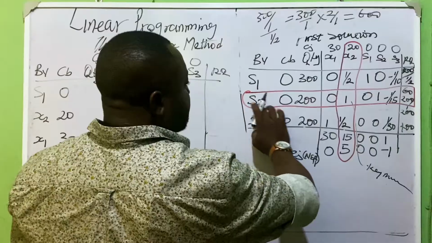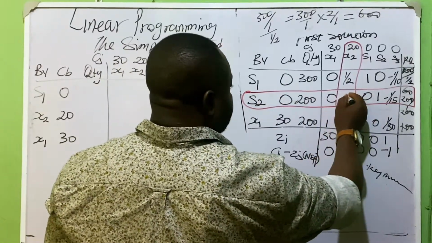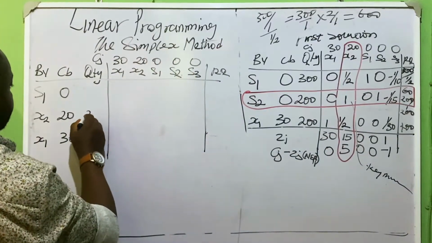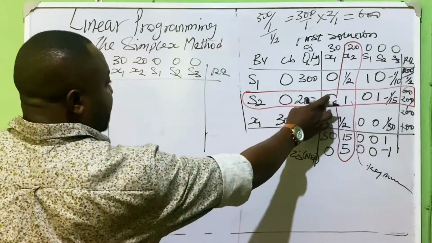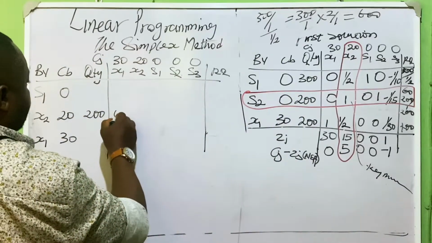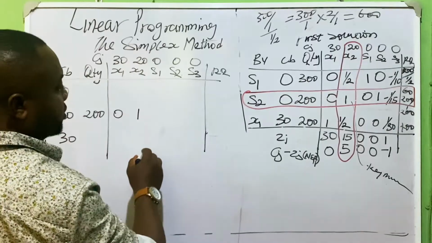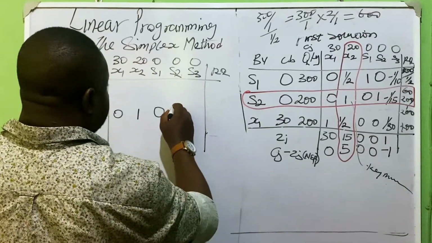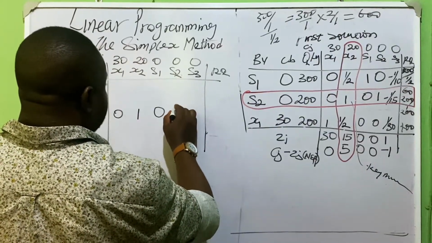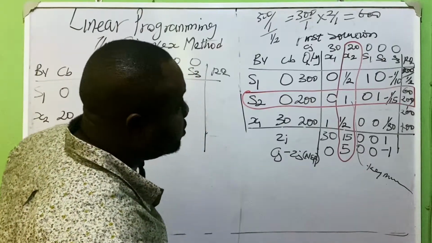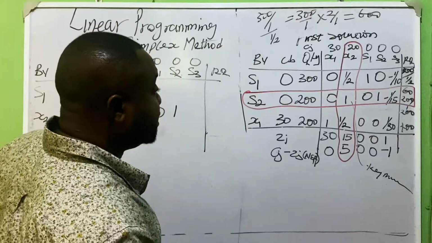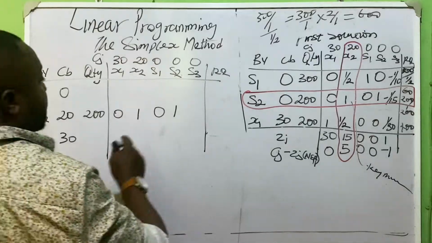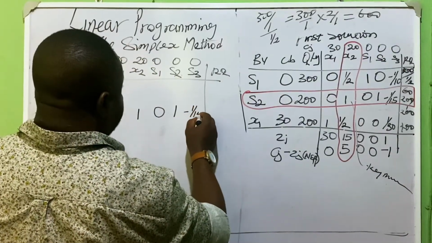So, we're going to divide all the entries in S2 by 1. So, 200 divided by 1 will be 200. 0 divided by 1 will be 0. 1 by itself, 1. 0 by 1, 0. 1 by 1, 1. And negative 1 over 15 is definitely negative 1 over 15. So we're going to have minus 1 over 15.